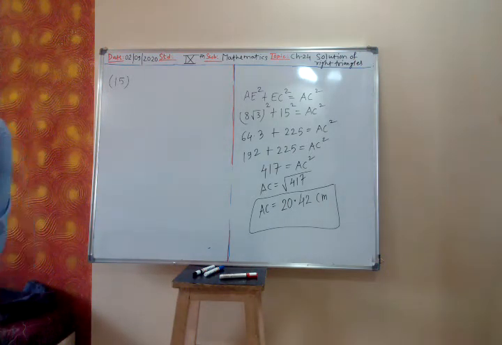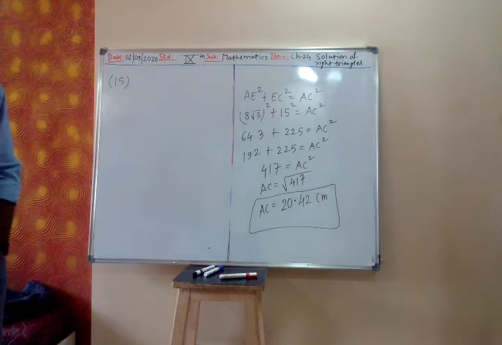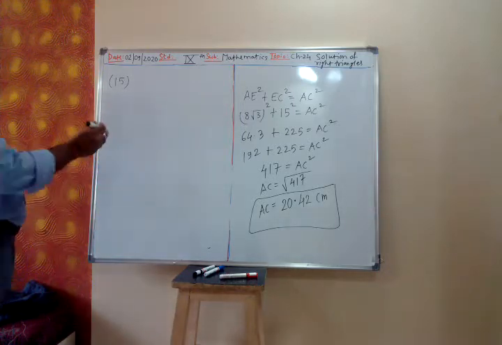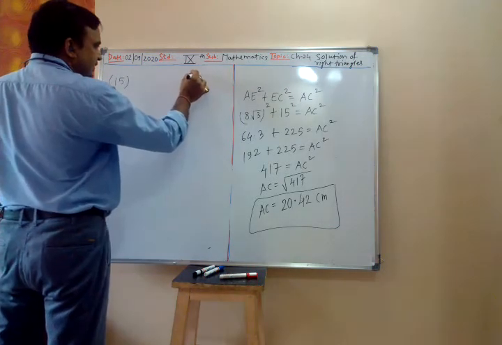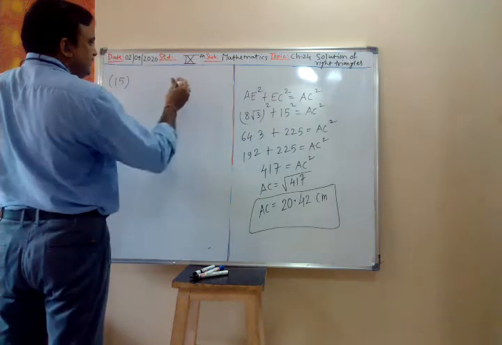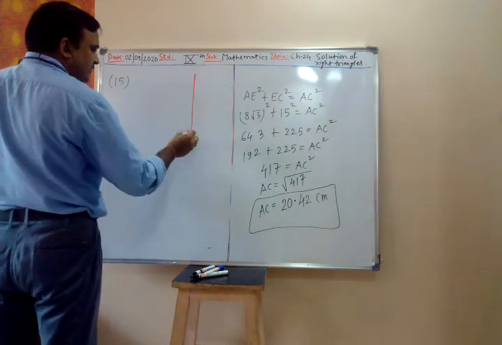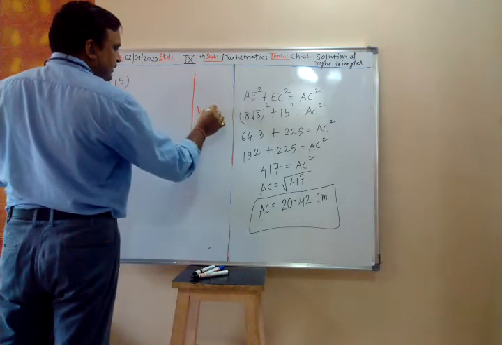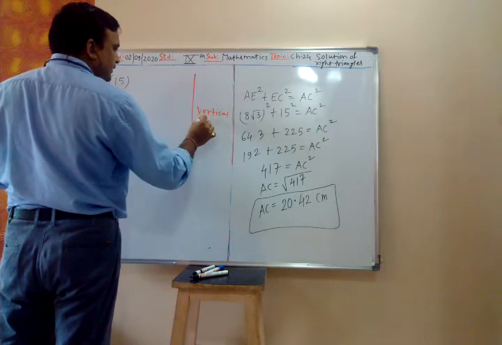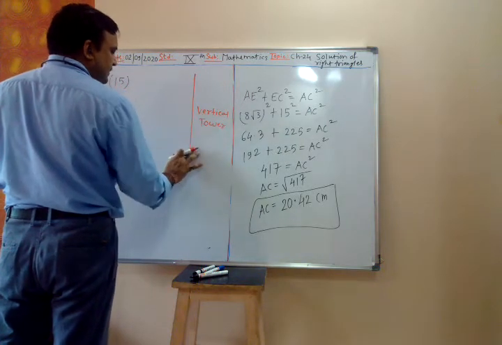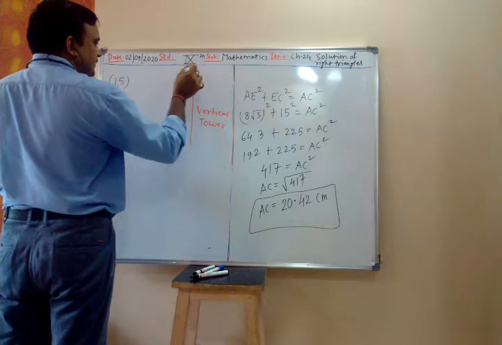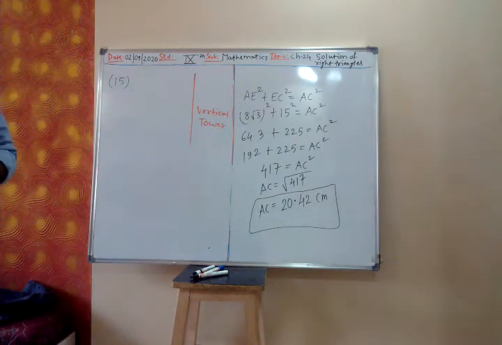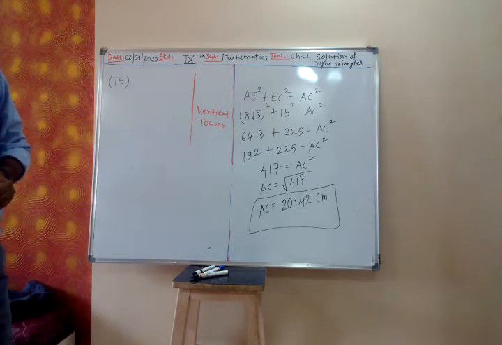All of you are having the question, so I am just reading that question and drawing the diagram. A ladder is placed against a vertical tower. So this is my vertical tower. Let us draw the vertical tower. A ladder is placed against the vertical tower.